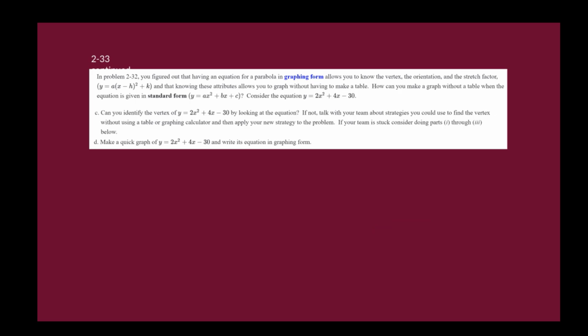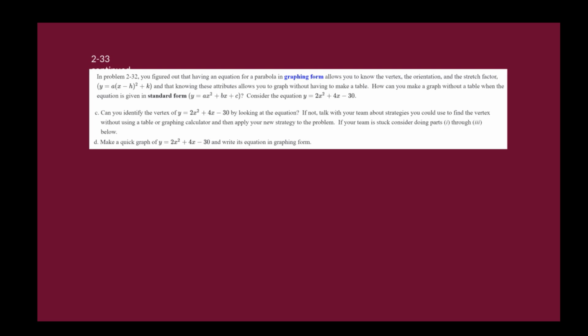So for this part of the problem, we have 2 ways that we can solve this: 2x squared plus 4x minus 30, to get it into the vertex form. You will see it says, can you identify the vertex from looking at that equation? I myself can't. I always have to work through a process to figure it out. But if not, talk with your team about strategies you could use to find the vertex without using a table or graphing calculator, and then apply your new strategy to the problem.